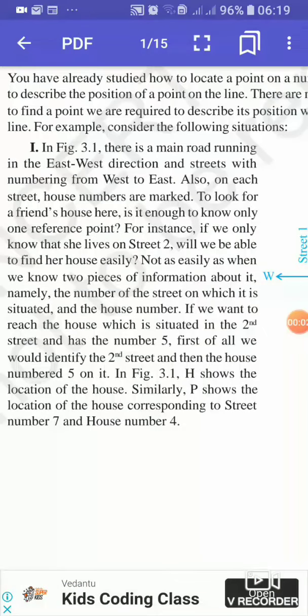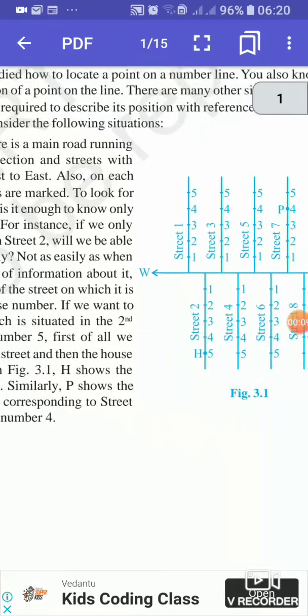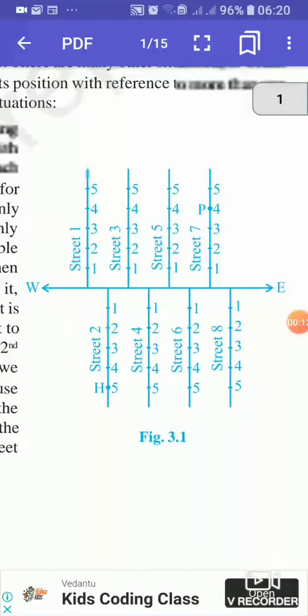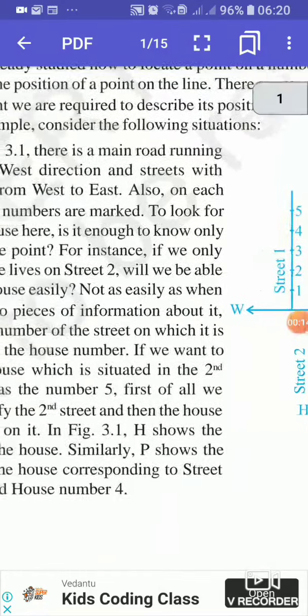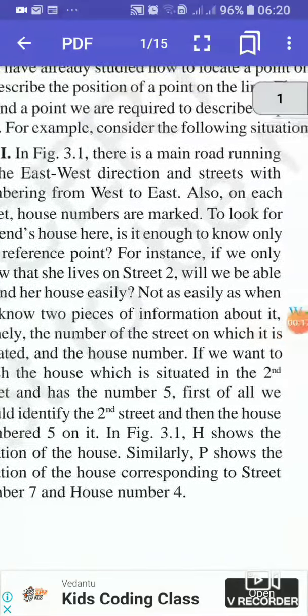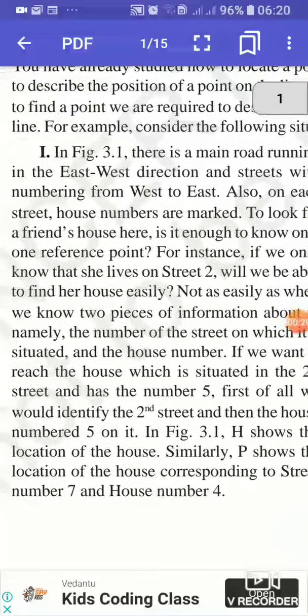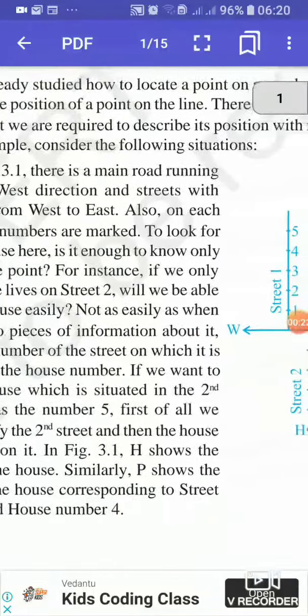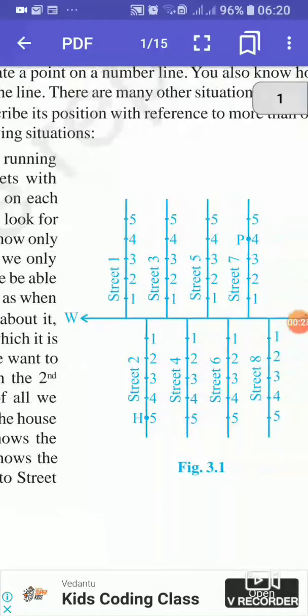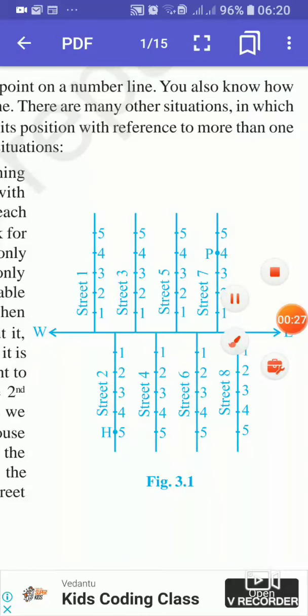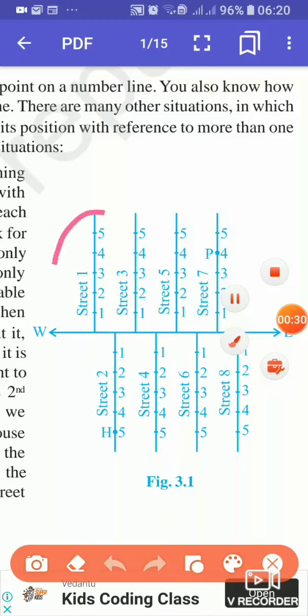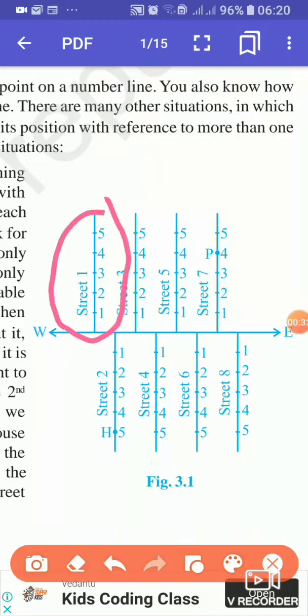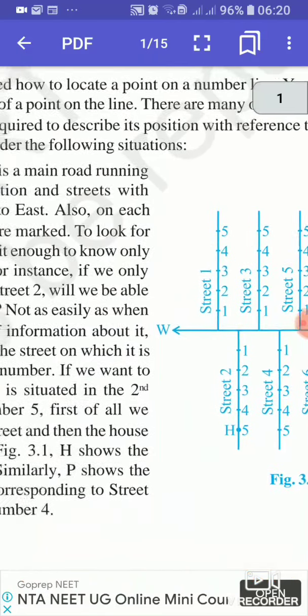Since the road is running in the east-west direction and the streets are numbered from west to east, you can see this in the figure. Also, on each street, house numbers are marked. Let us suppose you take street number 1. The numbers marked on this street are 1, 2, 3, 4, 5.